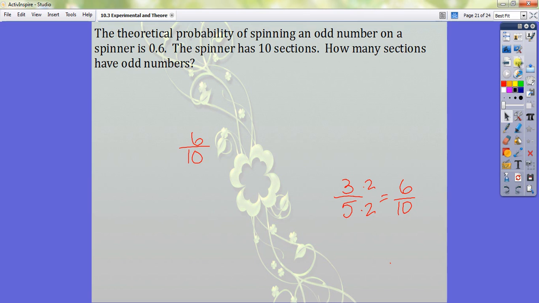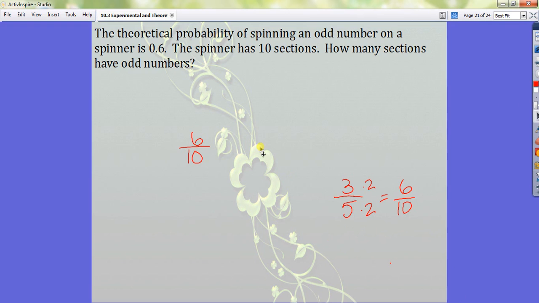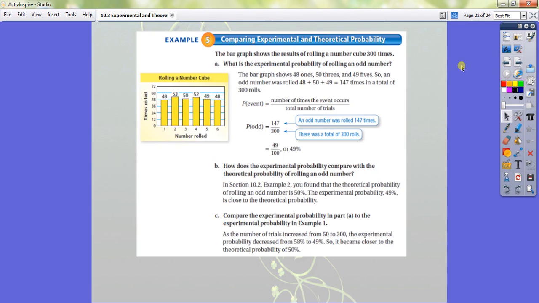This one was fun because the probability wasn't given to you as a fraction or a ratio, it was given to you as a decimal, and being able to say this decimal correctly, 6/10, and then not simplifying it to 3/5 right away actually makes this question very simple. Because if the theoretical probability of spinning an odd number on a spinner is 6/10, that means there are 6 odd numbers for every 10 sections. If the spinner has 10 sections, then the number of sections that have odd numbers is 6. So the answer's already built into the problem. It's just seeing if you can understand.